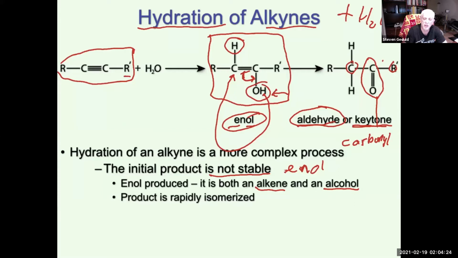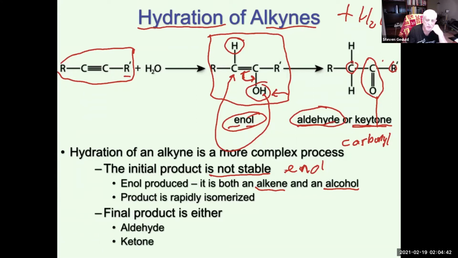It's rapidly isomerized, which means it doesn't change the molecular structure. Same number of carbons, same number of oxygens, same number of hydrogens, but it changes its shape, its configuration. The final product is going to be either an aldehyde or a ketone. Remember we said aldehydes have a carbonyl group and attached to it is a hydrogen on that carbon. A ketone has two carbons attached to it, one carbon on both sides.